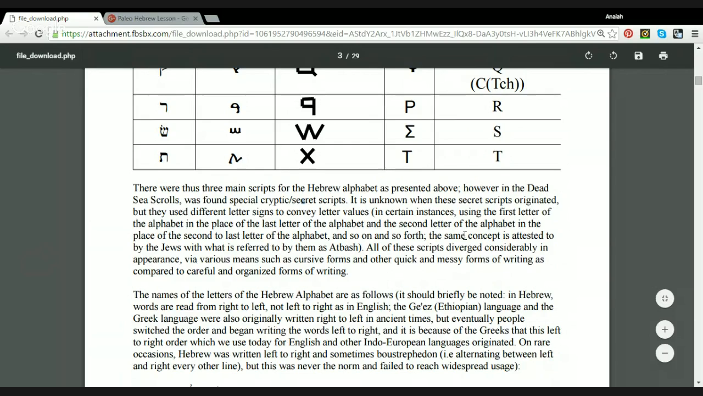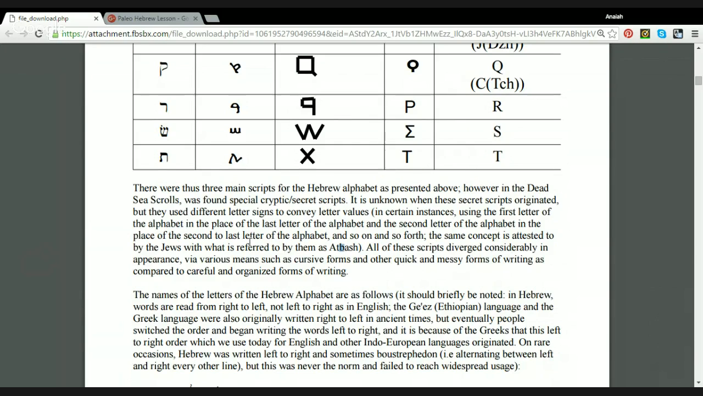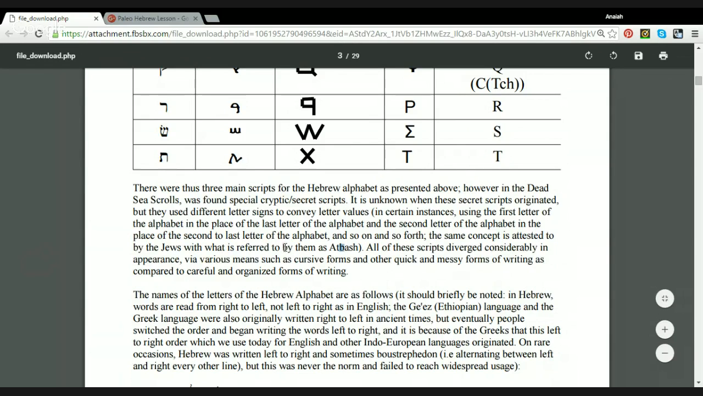The same concept is attested to by the Jews with what is referred to by them as atbash. Atbash, because the A is used as if it was a tav, and the B is used as if it was a shin, and vice versa. They call it atbash, and it's using the alphabet, same spelling the words, but replacing them with the opposite letters on the end of the alphabets. So they use this in the Dead Sea Scrolls. They use that idea, and they also used a couple other cryptic scripts. So that's kind of interesting.